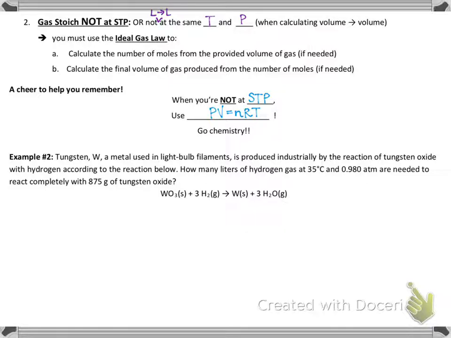All right, let's go ahead and try a practice problem to see how PV = nRT might be applied in these cases. And this is a fun example problem because we get to use tungsten, which you may not realize is represented by the letter W. So we want to know how many liters of hydrogen gas at 35 degrees Celsius and 0.980 atm are needed if we want to react them completely with 875 grams of tungsten oxide.